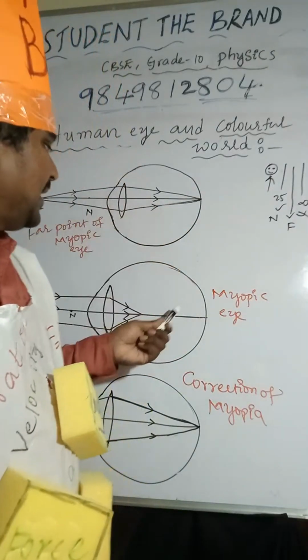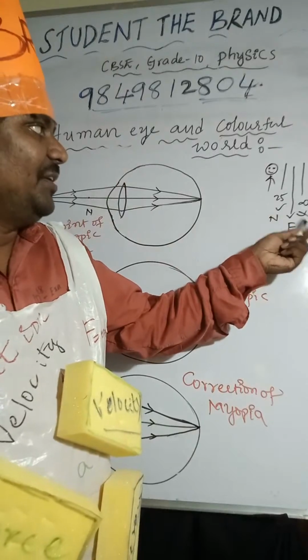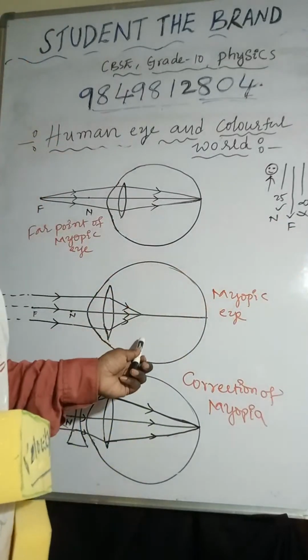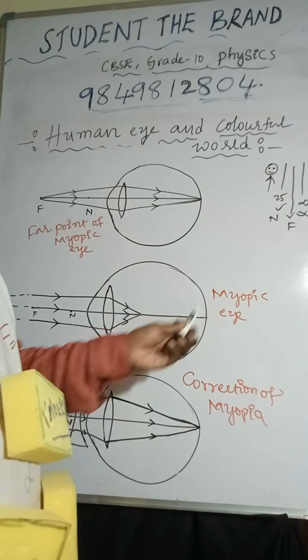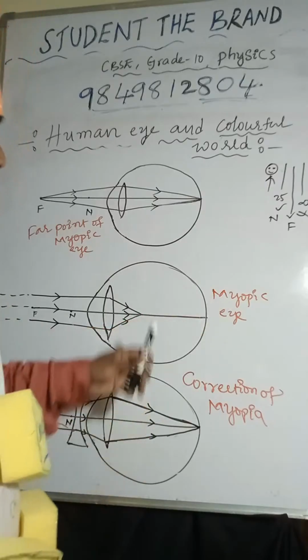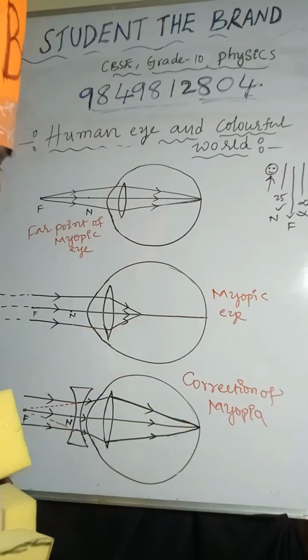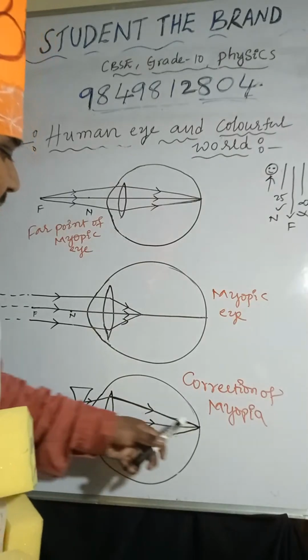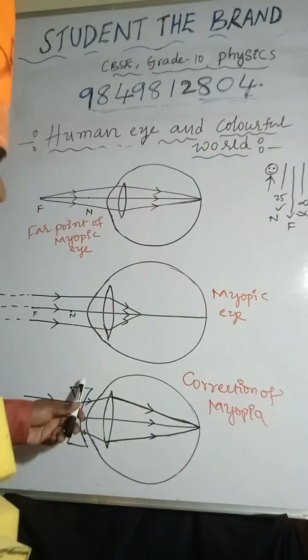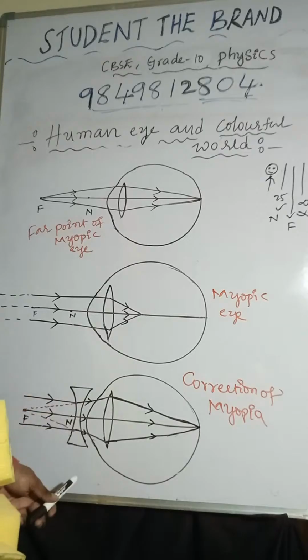First diagram. Second diagram is, light rays are coming from infinity. The light rays are meeting in front of the retina. That's why we can't see. Here you can see, if the light rays coming from infinity meet at the retina, then we can see by using what lens?